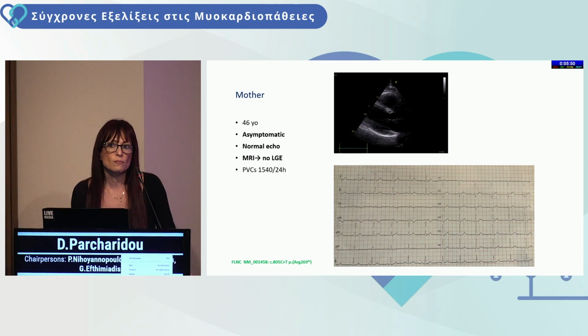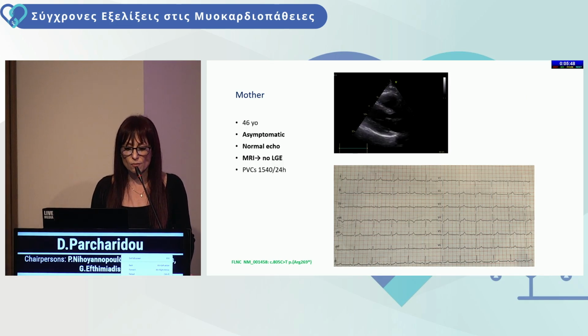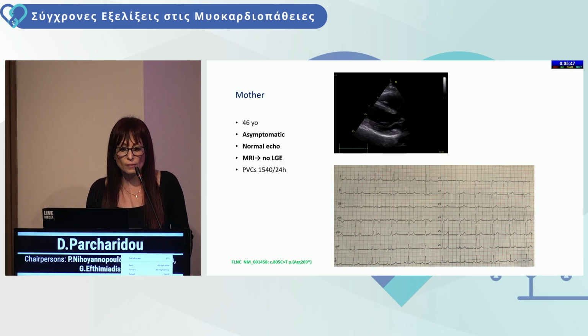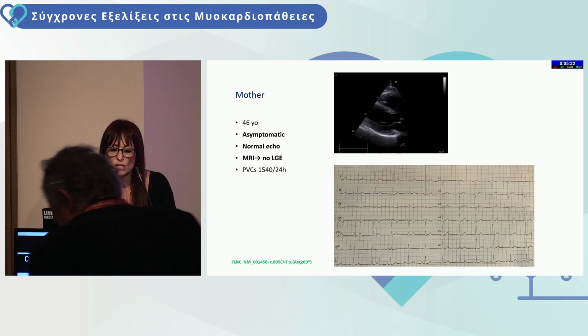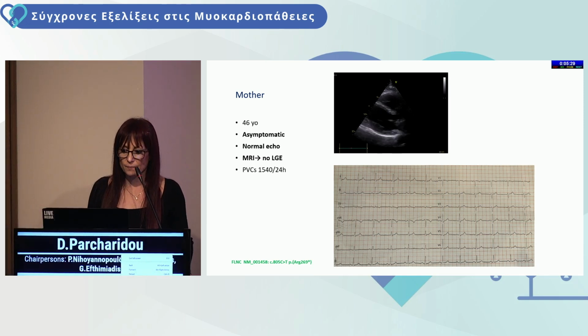And now, what about the mother of the boy? She is 46 years old, asymptomatic, with normal echo and MRI, no LGE, and PVCs in Holter monitoring of 1,500. She has a near normal ECG, only a negative T wave in lead 3, and the genetic test result revealed the same mutation that runs in the family.